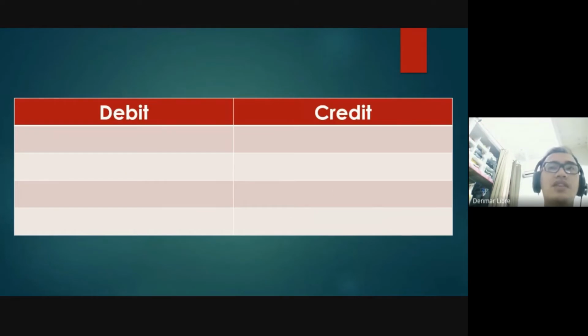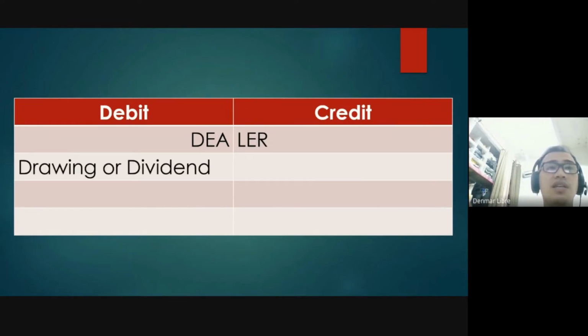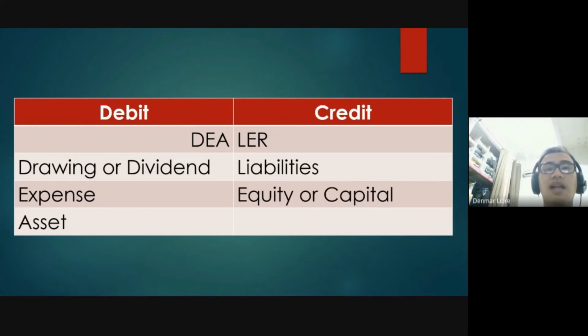To easily remember this, let's use the acronym DEALER. D stands for drawing or dividend. Drawing is the term used if your business is a sole proprietorship or partnership, while we use the term dividend if it is a corporation. E stands for expense. A stands for assets. L stands for liability. E stands for equity or capital. And R stands for revenue or income.